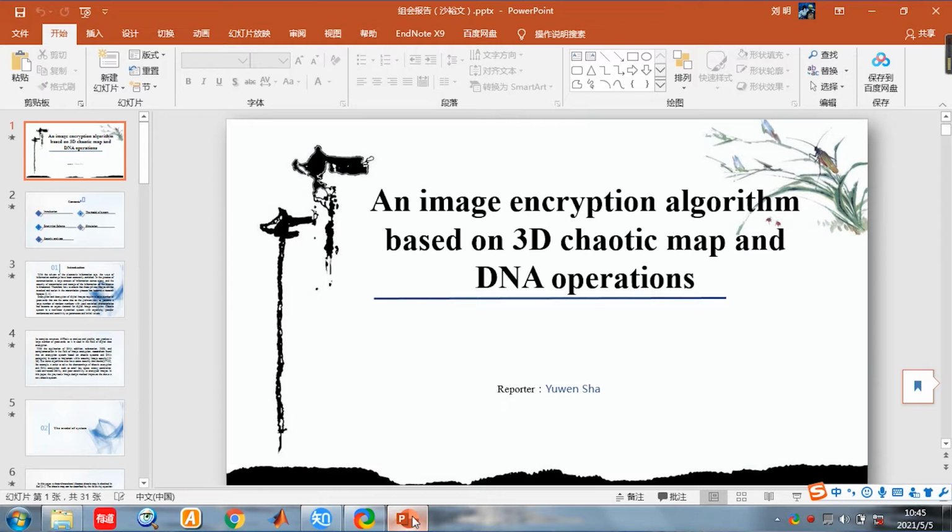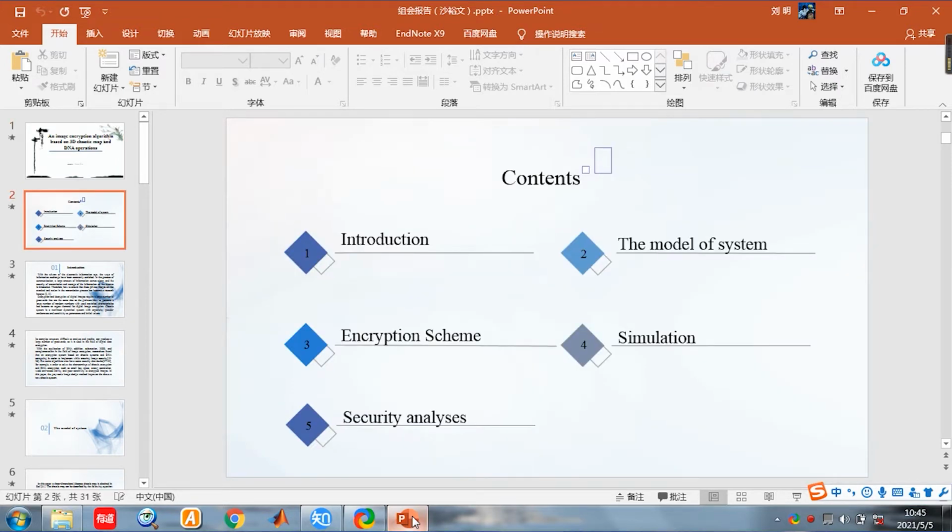In this paper, I present an encryption algorithm based on a 3D chaotic map and DNA operations. Contents: 1. Introduction. 2. The model of system. 3. Encryption scheme. 4. Simulation. 5. Security analysis.